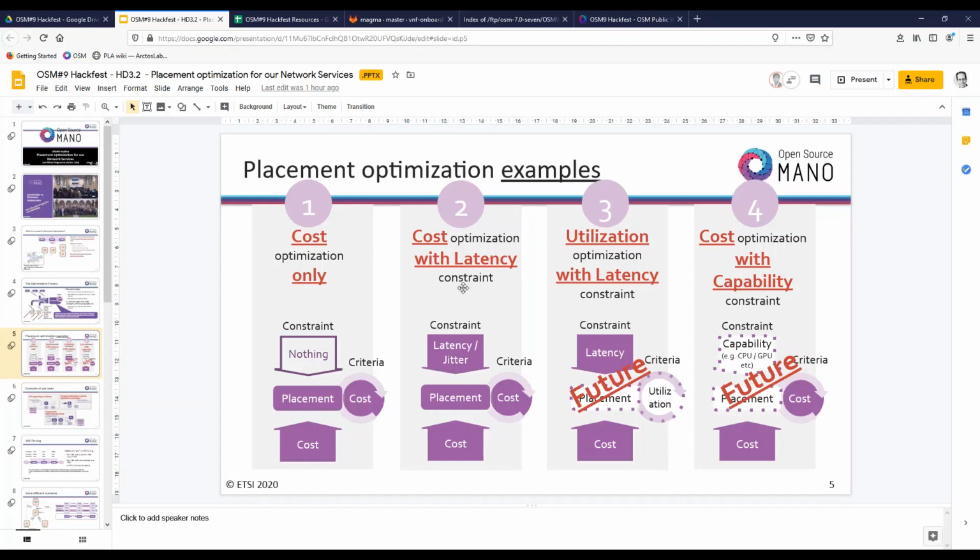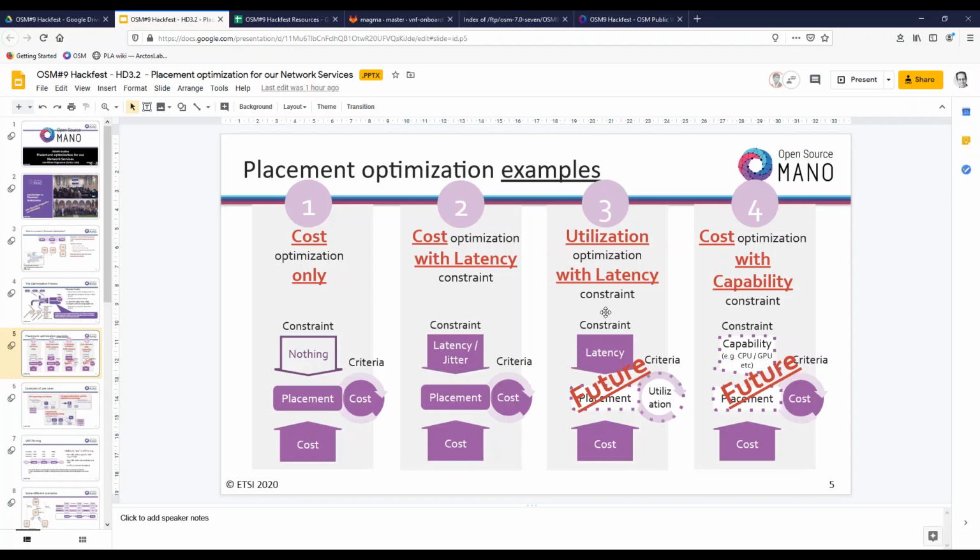We can also do cost optimization with, for instance, latency constraints that say that, okay, these VNFs will require some sort of specific latency, and then we need to match that to ensure that the links are satisfying those things. So that's in place.